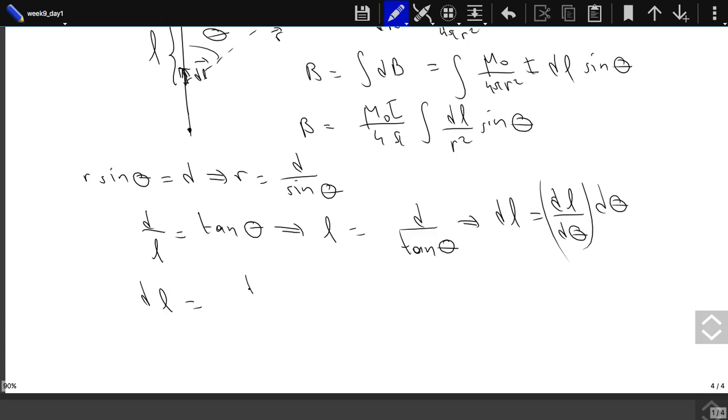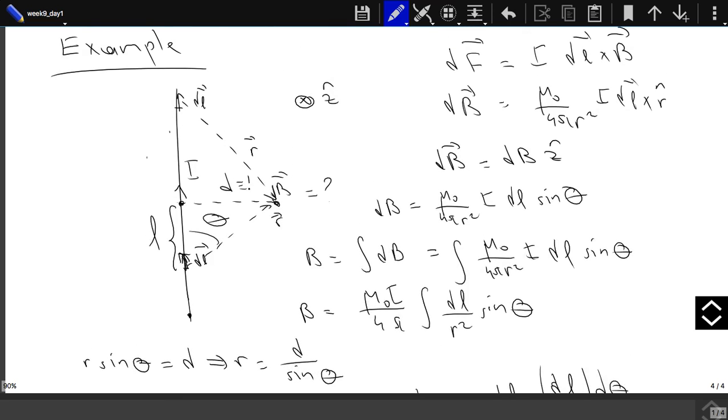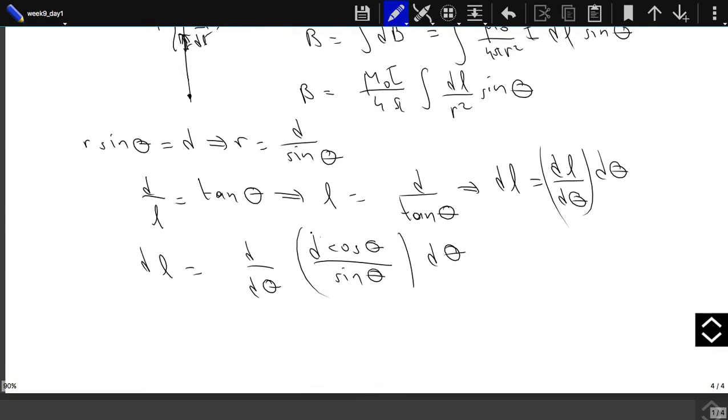So this will be d by d theta of d times cosine theta divided by sine theta. This is the definition of 1 over tangent. Don't get confused. This is that length d, times d theta. Let me just change this to L to avoid confusion. Large L.